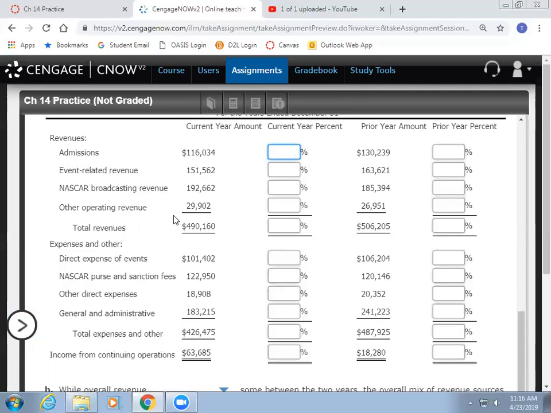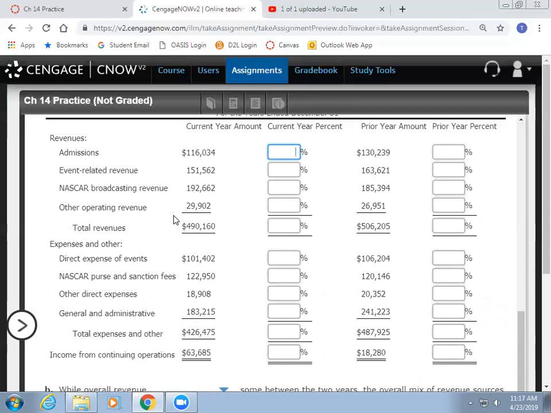So what is the percent of admissions to total revenues? Anyone calculate that? I'm going to make you work today, right? The good news is it's all just dividing, so you're fine. It's not tricky or complicated. Everything you're putting in is wrong. Are you putting it in as a percentage? What's your answer?